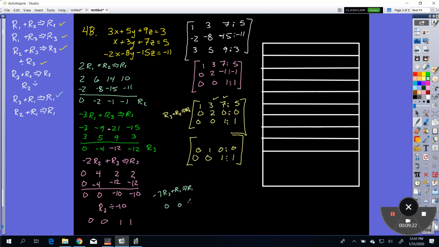So that's 0, 0, negative 7, negative 7. I add that to row 1. 1, 3, 7, 5. That makes 1, 3, 0, negative 2. So now I'm going to take that answer. That's my new row 1.